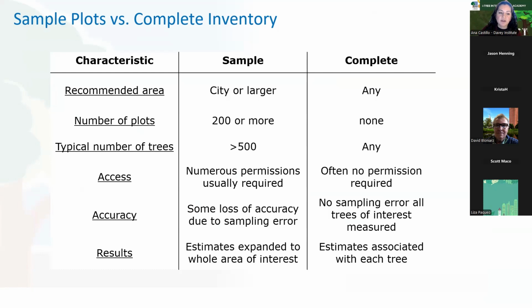And you'll have over 500 trees. I think Jason at one point said that it was closer to about 1,000 trees that will have to get measured for a city using a sample plot measurement.